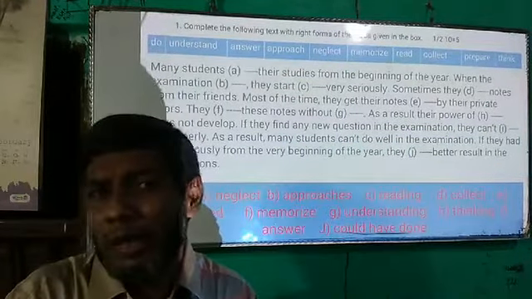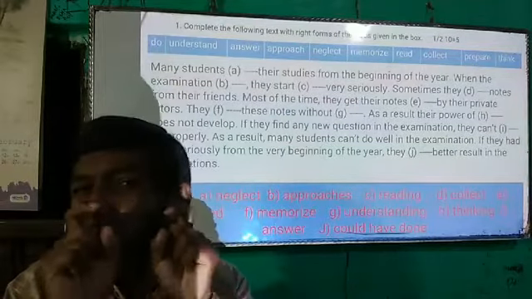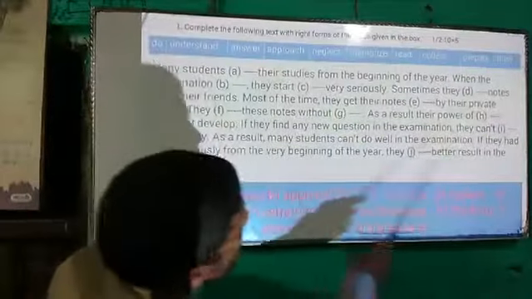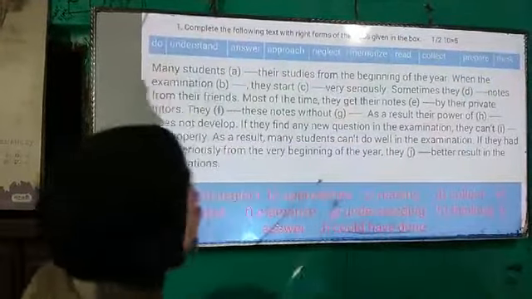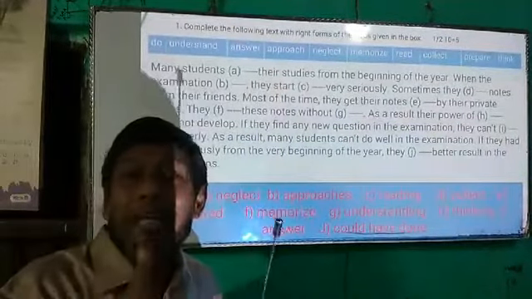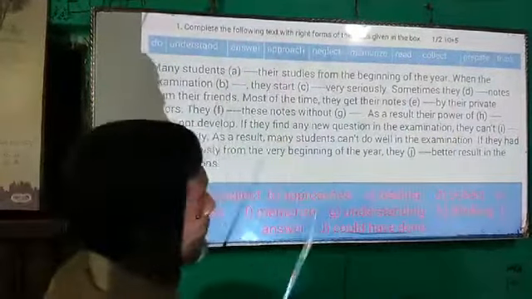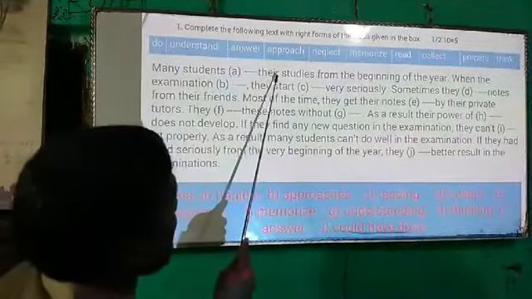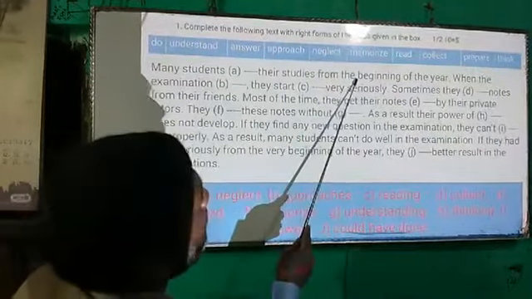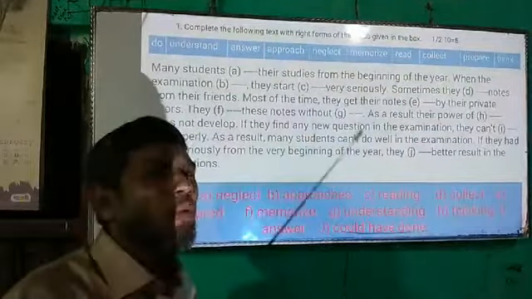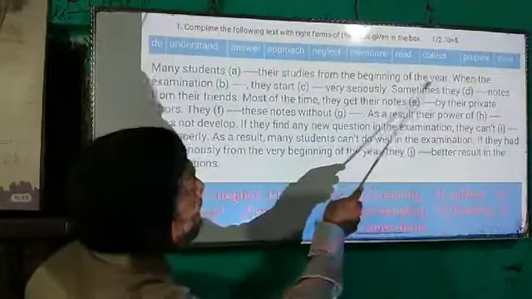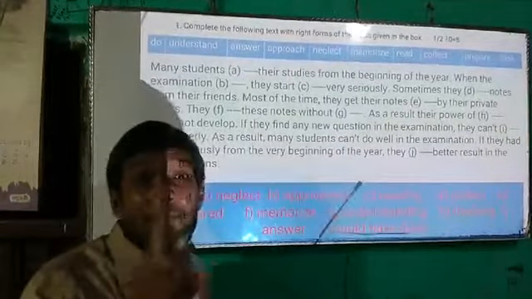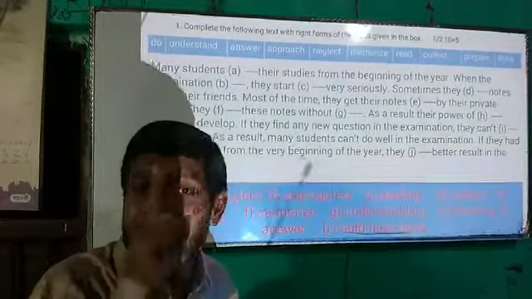in contextual grammar, we have to learn two types of techniques. Two types of techniques means, this is a verb and these are the blanks, these are the gaps here. So number one, I have to match the context with any of the verbs. So many students dash their studies from the beginning of the year. So the number one task for you is that I must match this sentence with a verb from here. So this is number one. That means I have to match the context first.